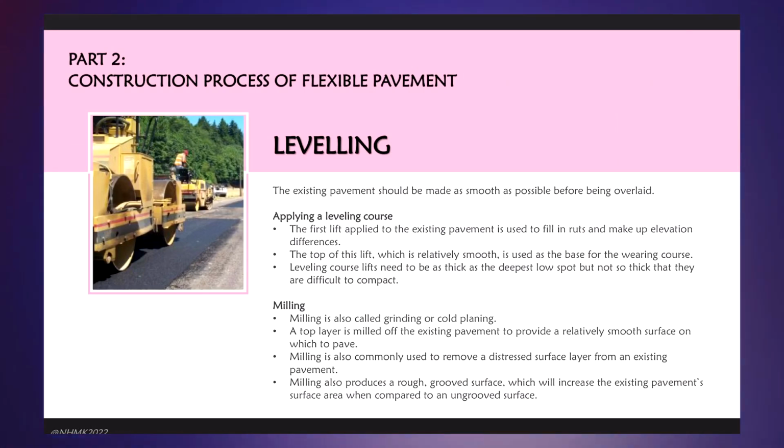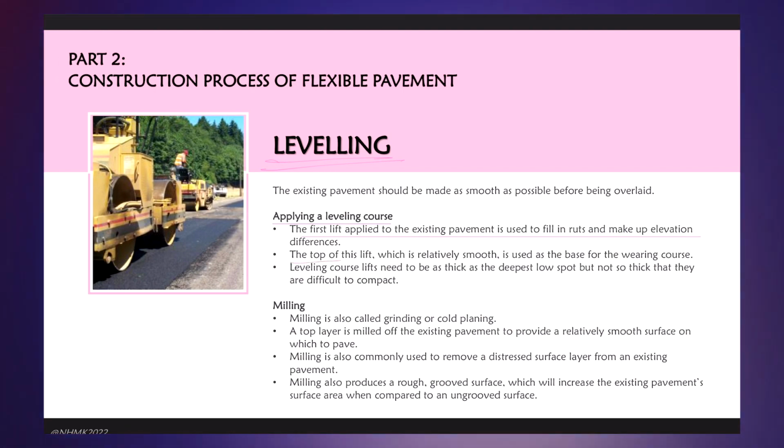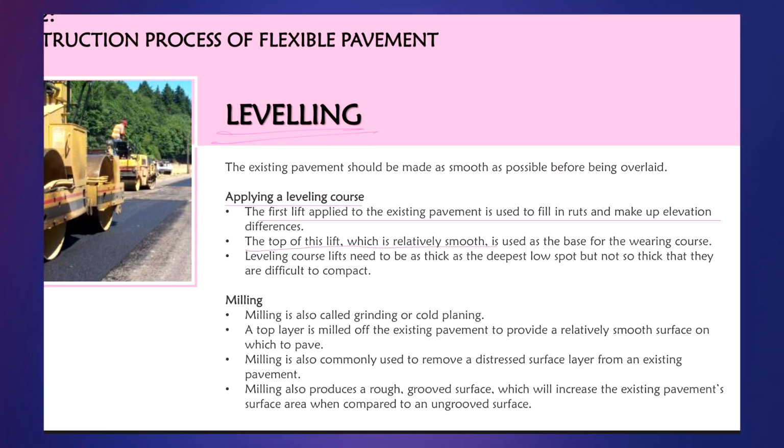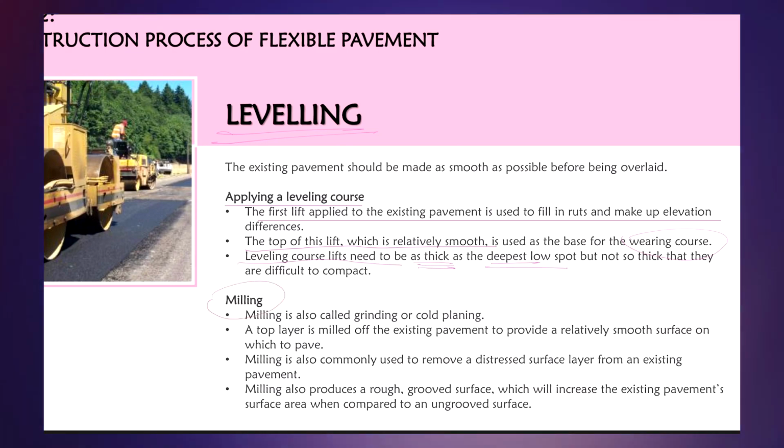And finally, the last step in a construction process of a flexible pavement is leveling. So when we apply a leveling course, the first lift applied to the existing pavement is used to fill in the ruts and make up elevation differences. The top of this lift, which is relatively smooth, is then used as the base for the wearing course. Leveling course lifts need to be as thick as the deepest low spot, but not so thick that they are difficult to compact.